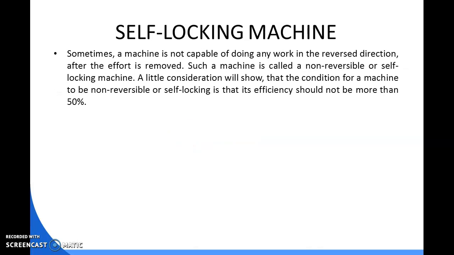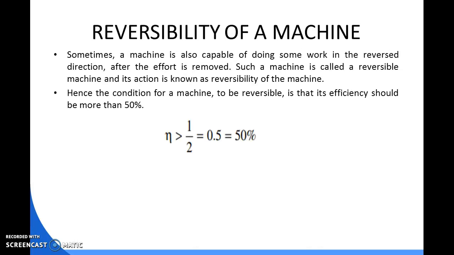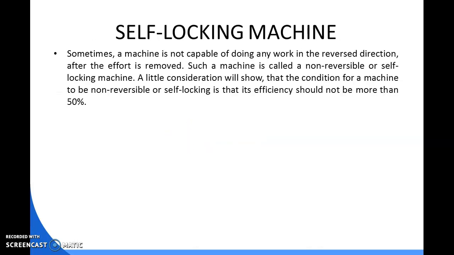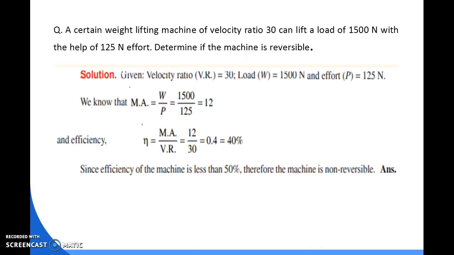Now we come to the self-locking machine. It is totally opposite to the reversibility of a machine. Sometimes a machine is not capable of doing any work in the reverse direction after the effort is removed. In such a case, the machine is known as non-reversible, or simply a self-locking machine. Here, the efficiency of the machine should not be more than 50%, so the efficiency should be less than 50%.